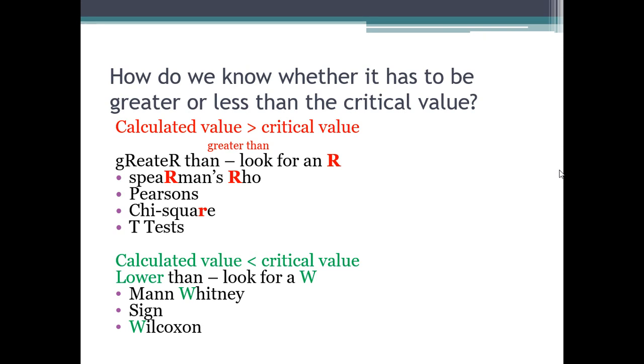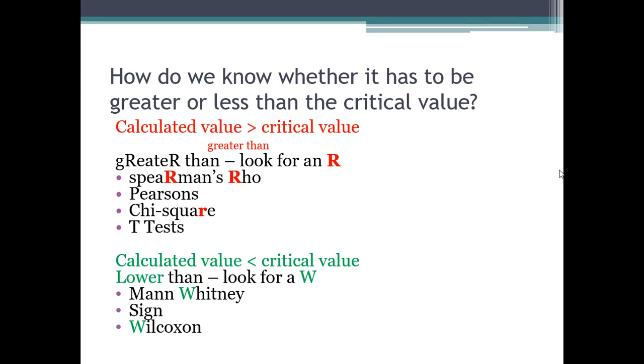So the tests with an R in them, the observed value is greater than the critical to be significant. And the tests with a W in them, Mann-Whitney and Wilcoxon, and also the sign test, because it doesn't apply to the rule the other way, the calculated or observed value needs to be lower than the critical value.